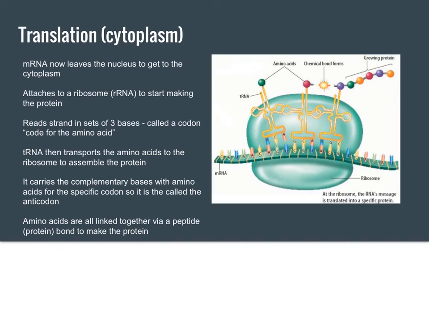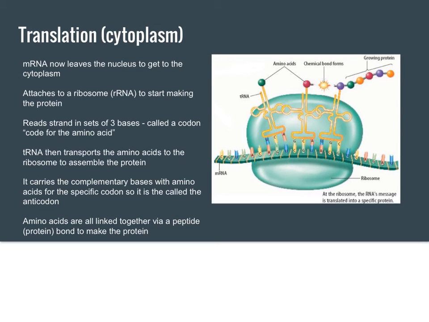All right, so we had transcription in the nucleus to get our mRNA. The mRNA now moves out into the cytoplasm where we're going to have translation. If you remember, our ribosomes are our way of making proteins. So this is our rRNA. Our messenger RNA is going to pair up with a ribosome, and the ribosome is going to help make our protein.